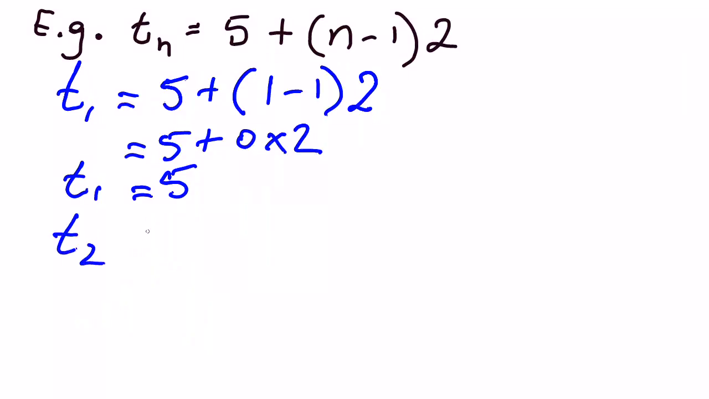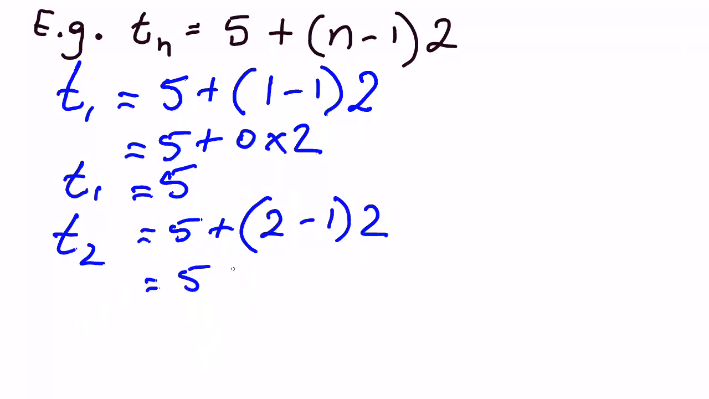Let's look at T2. Again, I'm going to have 5 plus n minus 1. N is 2, so 2 minus 1 times 2, which is 5 plus, well, 2 minus 1 is 1, so just 5 plus 2, which is 7. T3 is going to be 3 minus 1 gives me 2, so 5 plus 2 times 2.